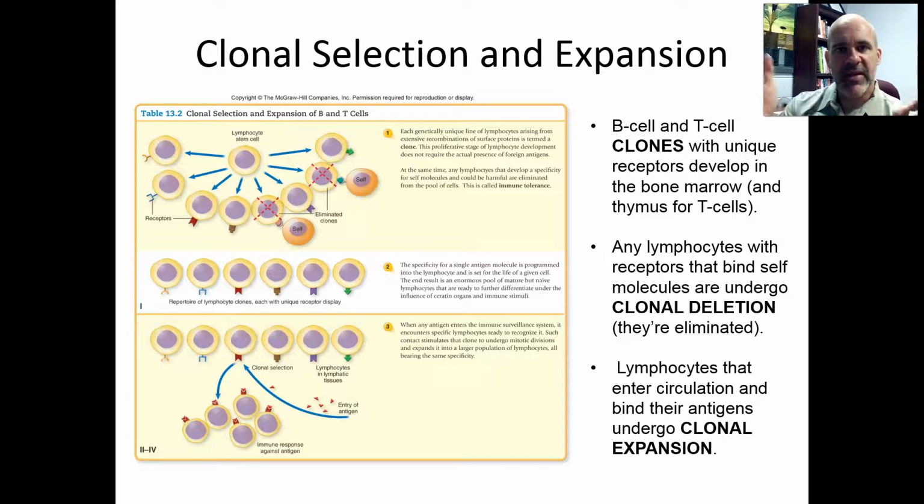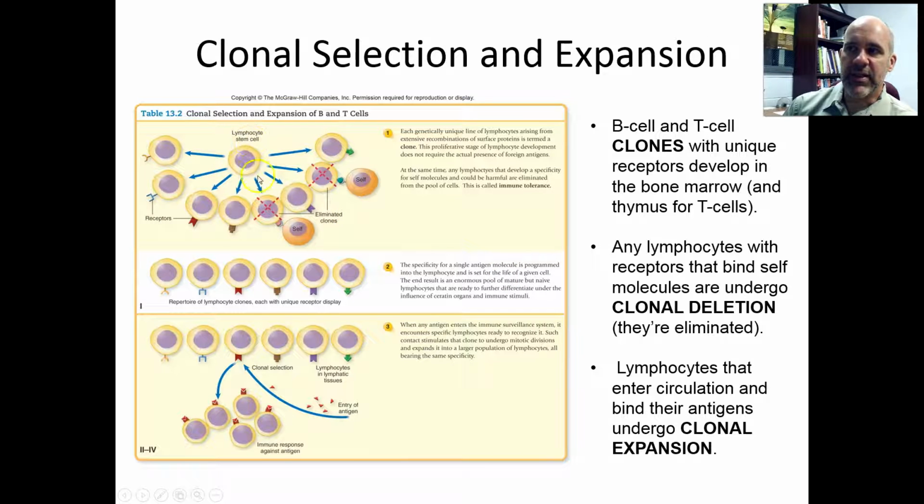A B cell clone's receptors will all bind to the same antigen. Same thing with a T cell. A T cell clone's receptors will all bind to a particular antigen. So we just mentioned how, through this genetic shuffling that takes place, we wind up generating many B cell clones and T cell clones that can combine with or attach to different antigens that we get exposed to.